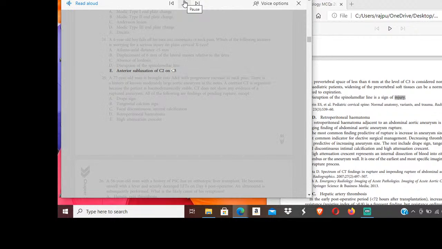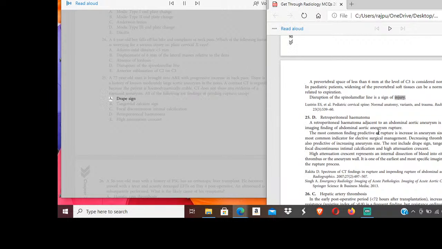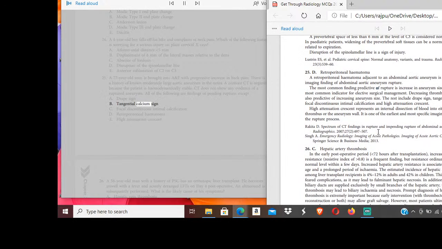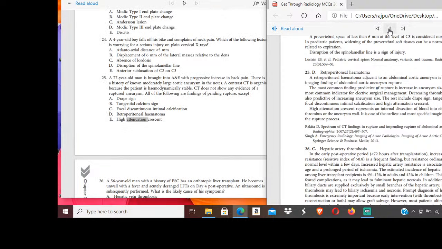25. A 77-year-old man is brought into A&E with progressive increase in back pain. There is a history of known moderately large aortic aneurysm in the notes. A contrast CT is organized because the patient is hemodynamically stable. CT does not show any evidence of a ruptured aneurysm. All of the following are findings of pending rupture, except: A, drape sign; B, tangential calcium sign; C, focal discontinuous intimal calcification; D, retroperitoneal hematoma; E, high attenuation crescent.